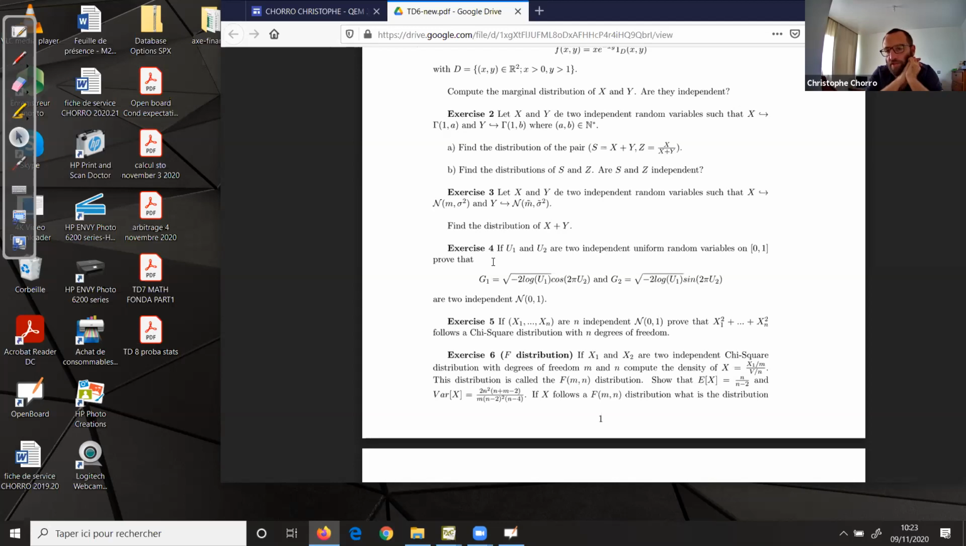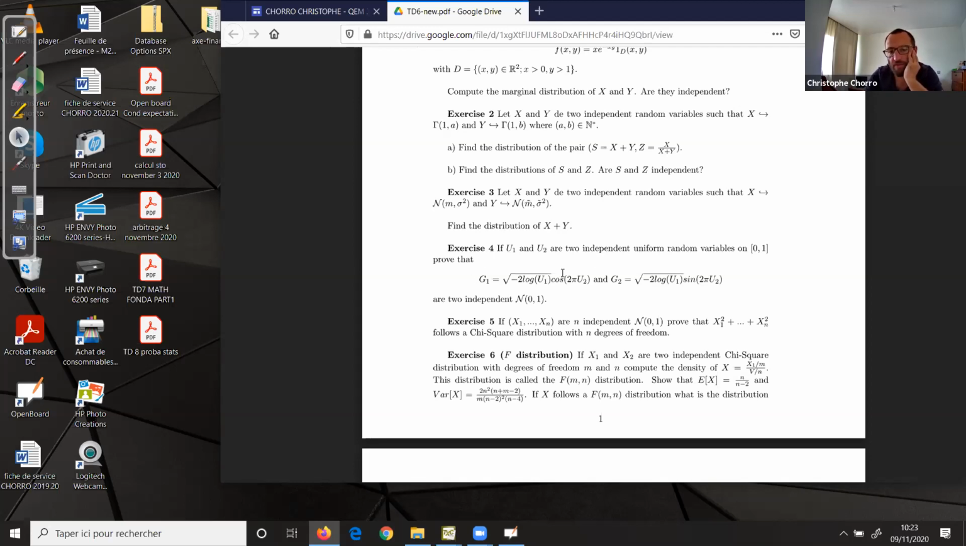And why is this result interesting in practice? Because to generate a uniform on the interval (0,1), in any computer, you have a way to do this. That is the random function of your computer, a command that allows you to choose randomly a number between 0 and 1. If you do this twice, you obtain in general two independent realizations of a uniform on the interval (0,1).